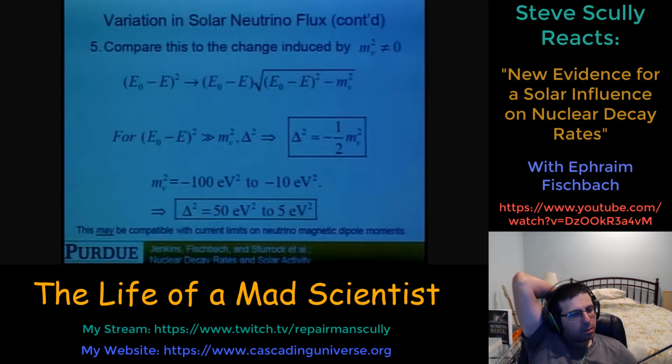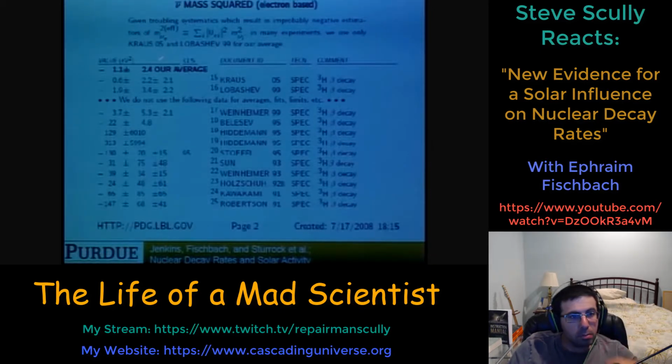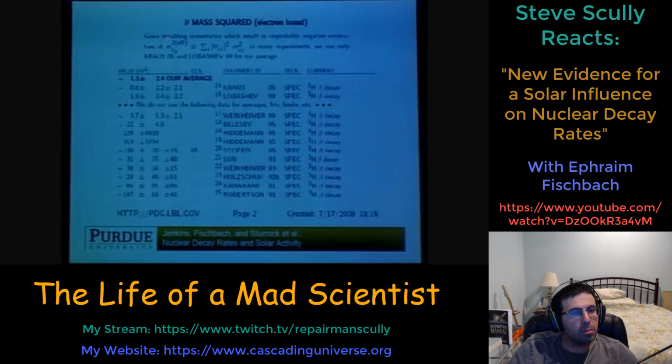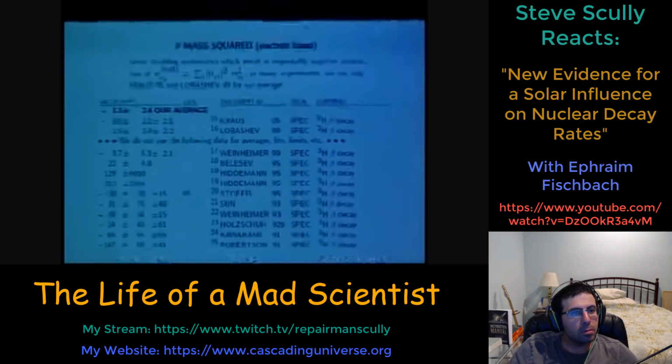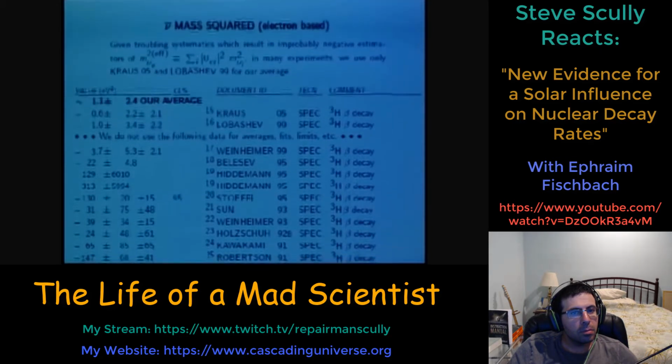Now, what is really cute about this, of course, you cross our fingers that this is right, is that we didn't set out to make the following observation, but it turns out to be neat. If you take current tritium data, and tritium is used to measure the mass of the neutrino by measuring the endpoint energy, if you take the current data and fit it to neutrino mass squared, the answer, in the particle data group, is that almost all values of the neutrino mass squared are negative values. The top line, probably written by a bunch of lawyers, says: given troubling systematics which result in improbably negative estimates of m nu squared. That's simple English for the fact that all these experiments are giving a negative value of m nu squared, including the average.